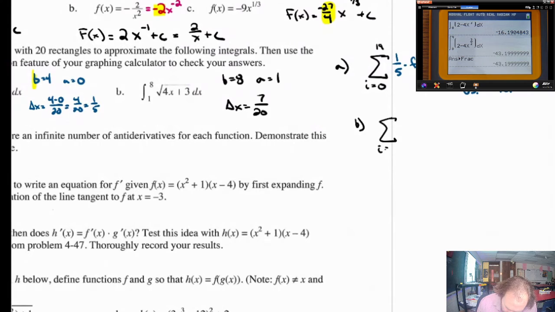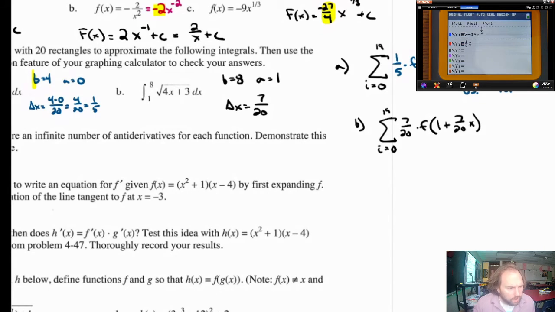We're going to go from I equals 0 to 19 of 7 over 20 times f of, the left endpoint is 1 plus 7 over 20 times x, just like that. I'm going to let the calculator handle most of the work there, and I'm going to do that by going into the y equals menu.